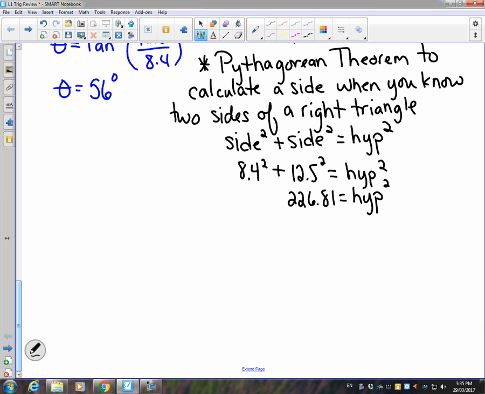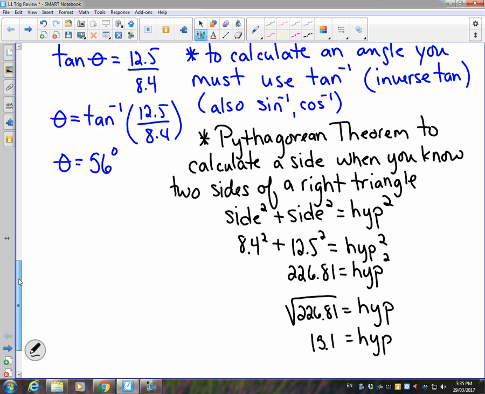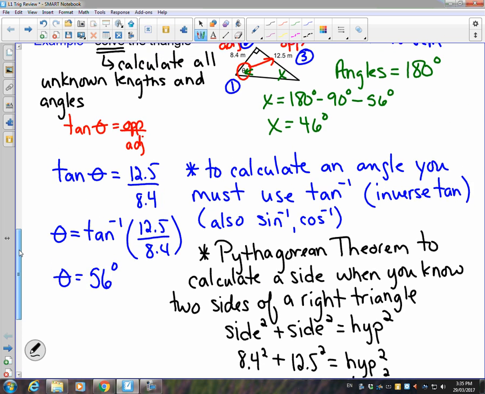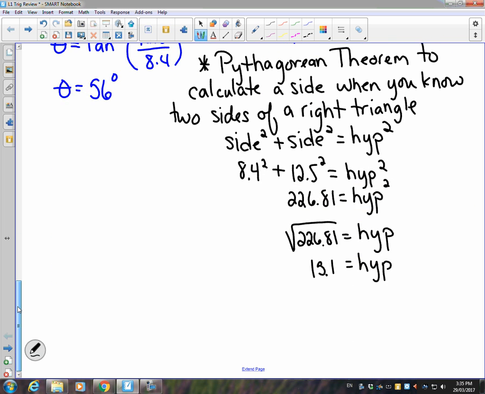I just want to know the length of the hypotenuse. So I'm going to square root it. And because length is positive, we don't have negative lengths. We only look at our positive square root value. So I've got about 15.1 for my hypotenuse. And I think that was centimeters. Meters, actually. So meters. So there is a quick review of SOHCAHTOA.